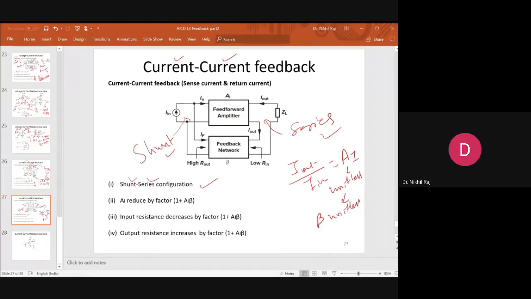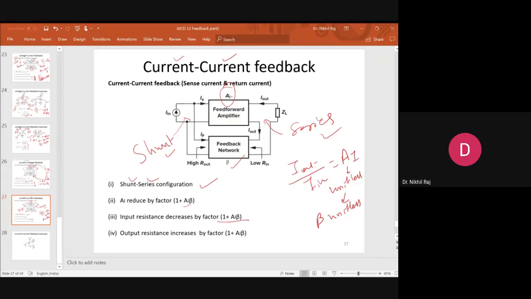Okay, so that's why beta has no unit. So when we design the amplifier, if any feedback element is there, the units must also cancel out. This is the first one. Second, it is called shunt series configuration. The third, the overall gain is given by AI. So this AI should reduce by what? It should reduce by 1 plus A beta, that is 1 plus AI into beta.